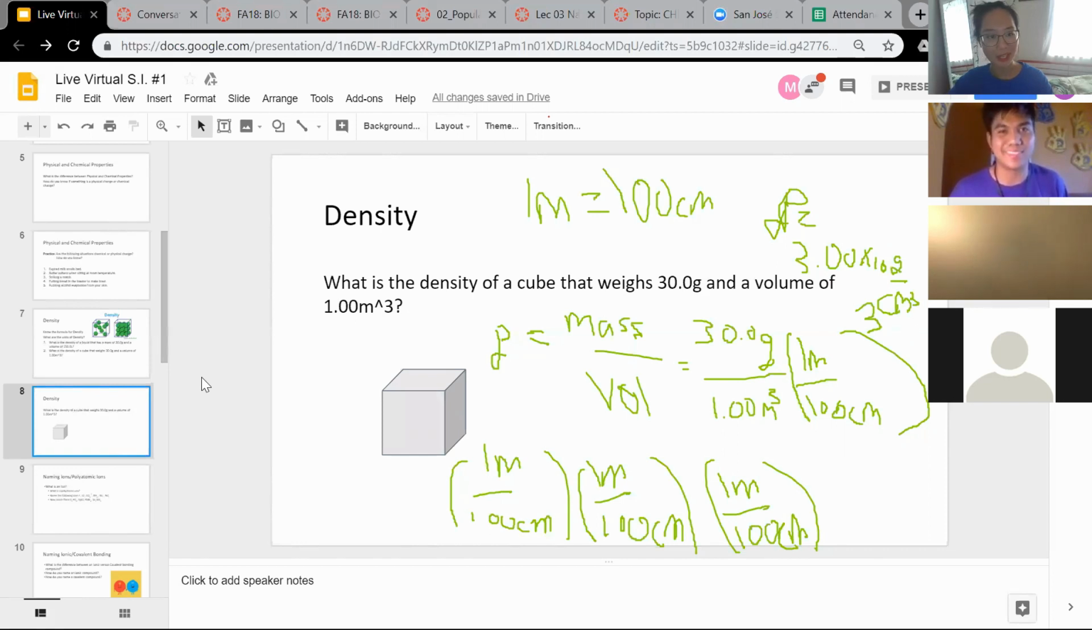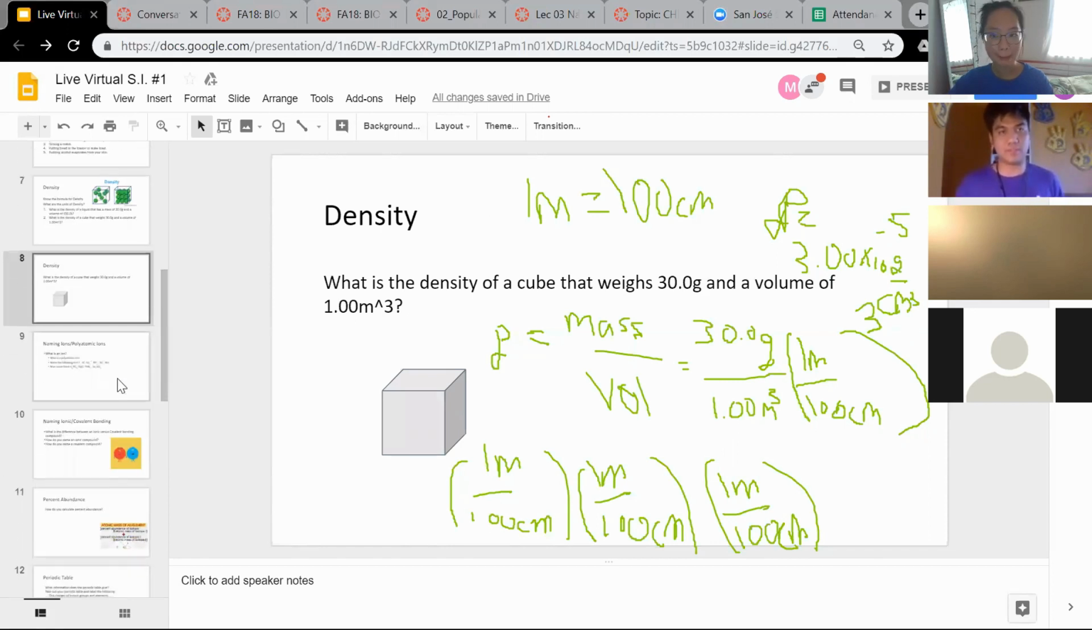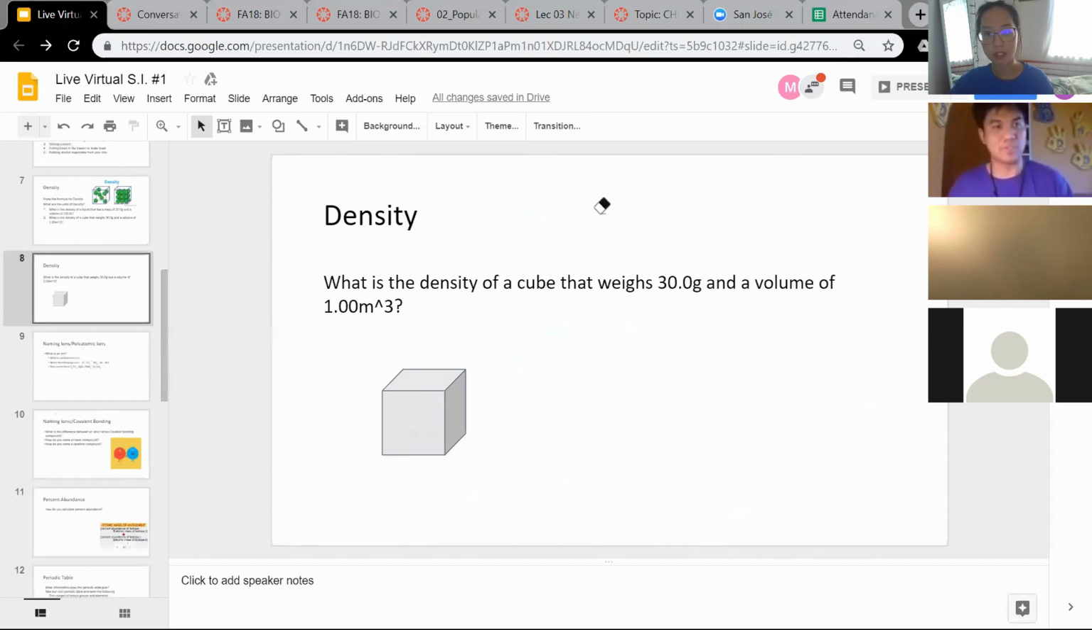I'm bad at writing on this, but I already typed it in the chat so they can see it. So if you got it, then that's great. If you do not, that's all right too. We're going to have to keep going with all the other stuff.